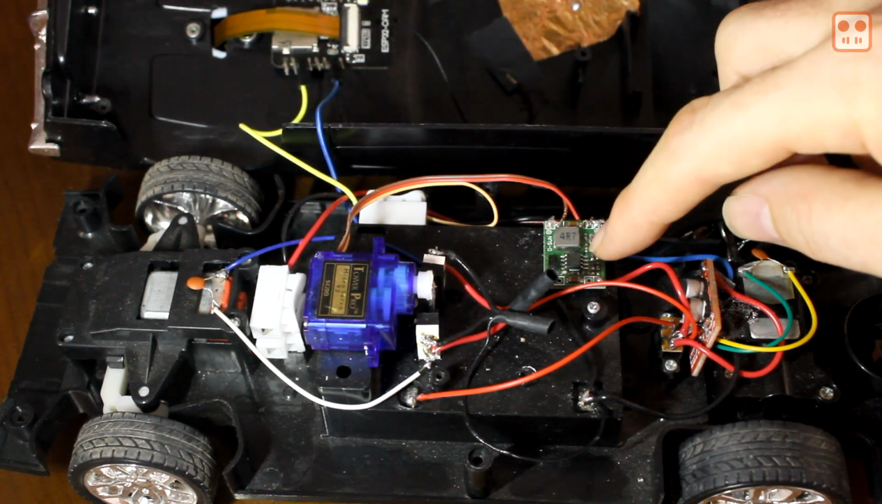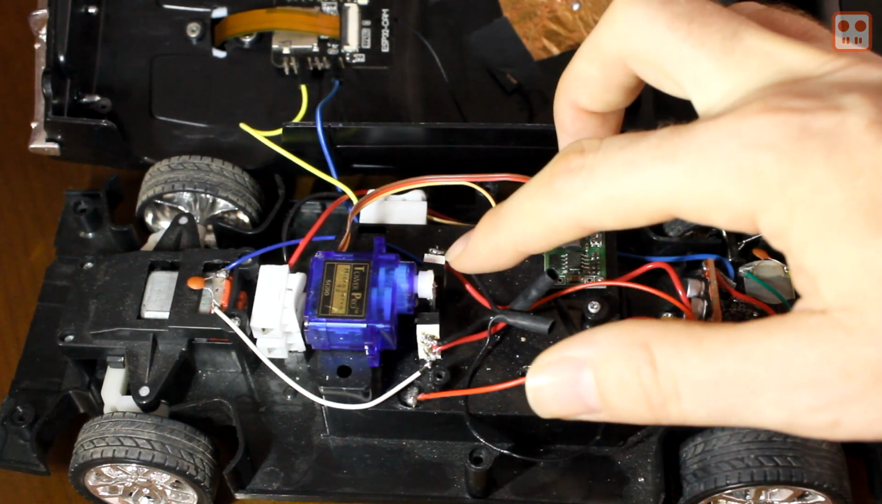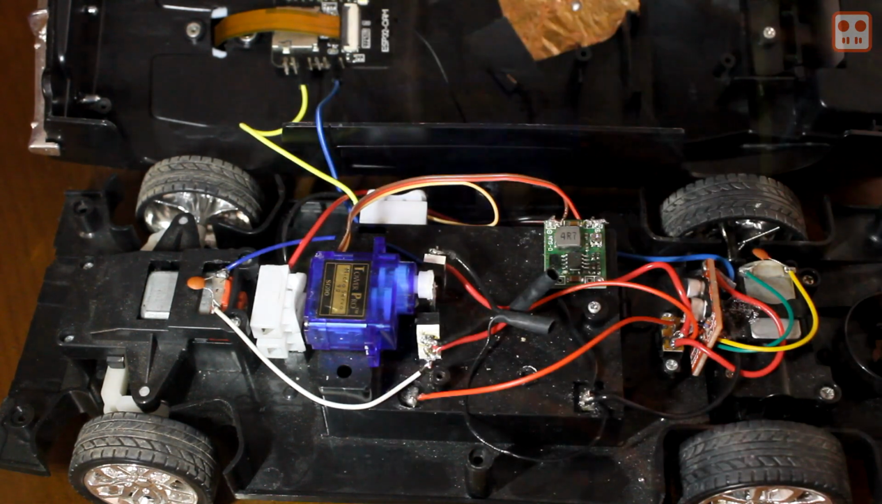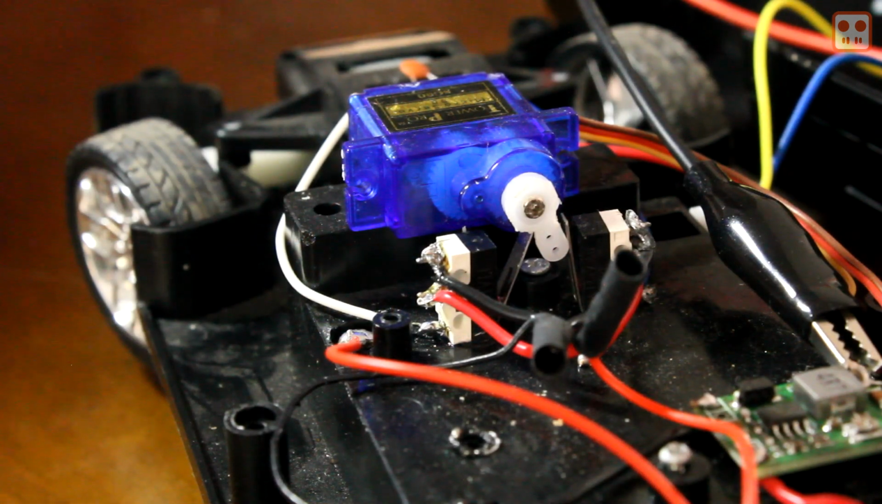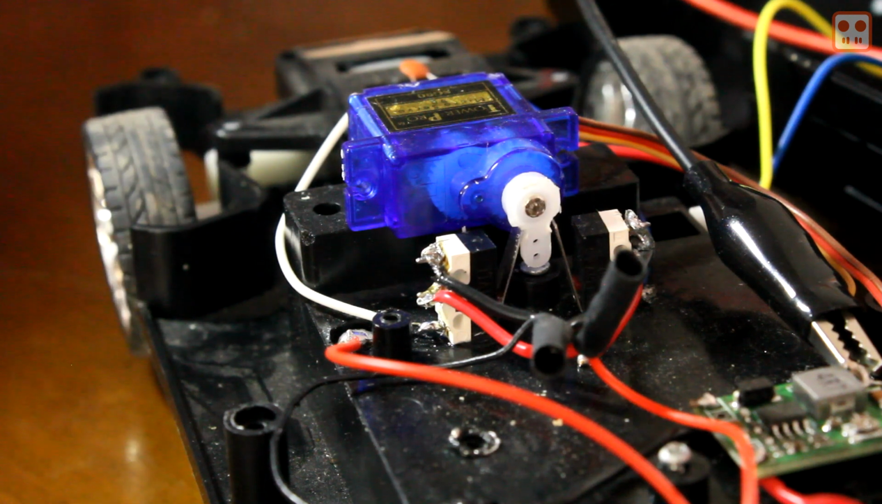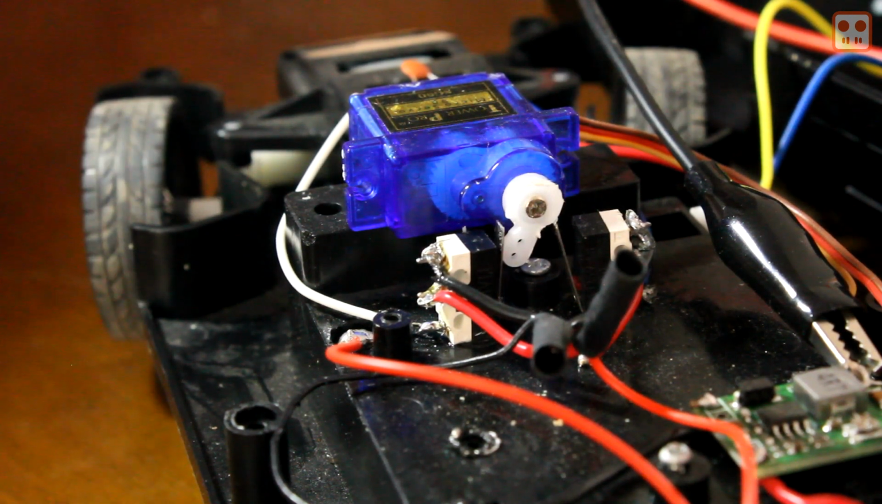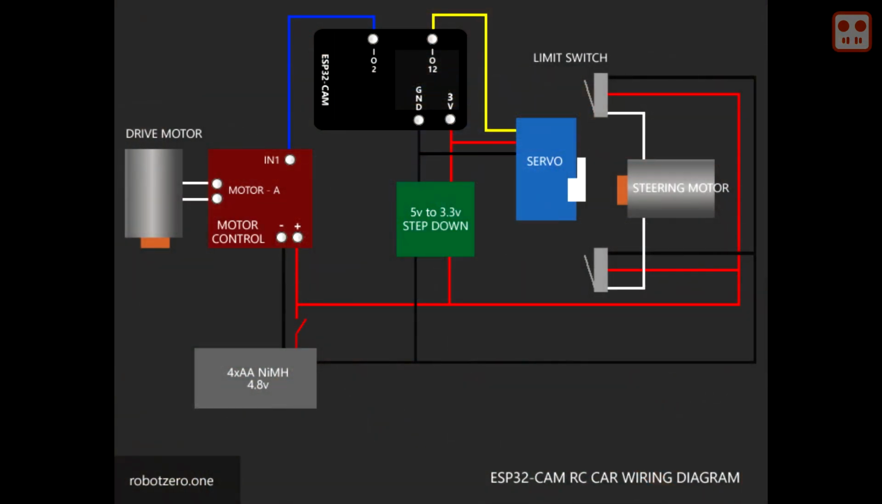Here's the voltage step down. And here are the two limit switches, which control the steering. Here's a closer look at how I used the servo motor to push the limit switches. Here's the wiring diagram. You can see this more clearly on my blog in the link below.